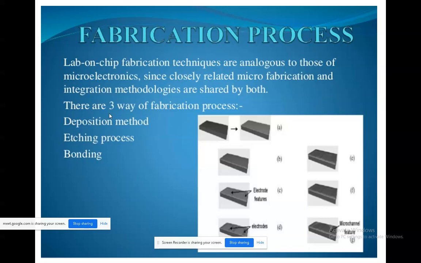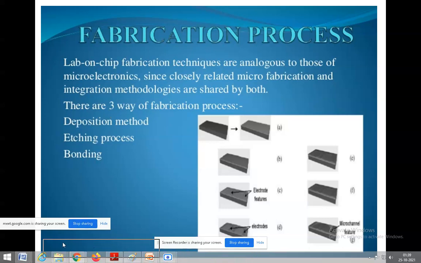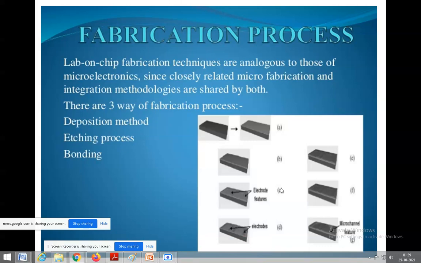Then fabrication: how are you going to fabricate the lab on chip device? See this picture. You can see different types of lab on chip in the figure. Lab on chip fabrication techniques are analogous to those of microelectronics, since they are closely related, and microfabrication and integration methodology are shared by both. There are three ways of fabrication process, that is deposition method, etching process, and bonding.